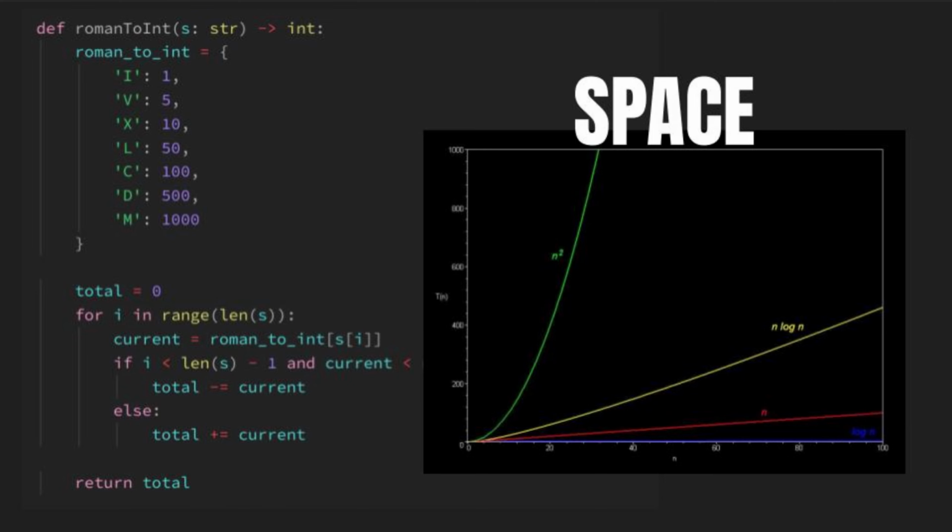Space complexity is how much extra memory we use to calculate the solution. We use a constant amount of space to store the map of Roman numerals to integers and the running total. So the space doesn't change no matter what the size of the input string is. That means the space complexity is O(1), in other words, constant. So performance-wise, our solution is highly efficient.